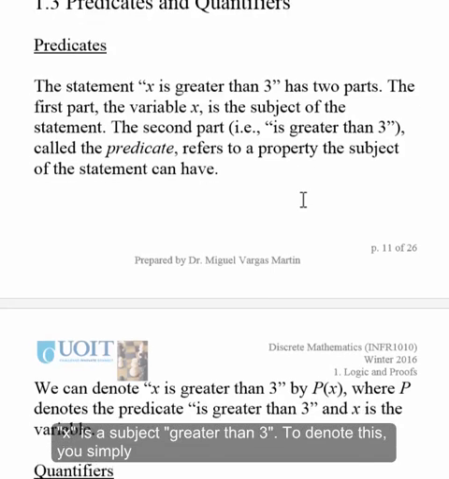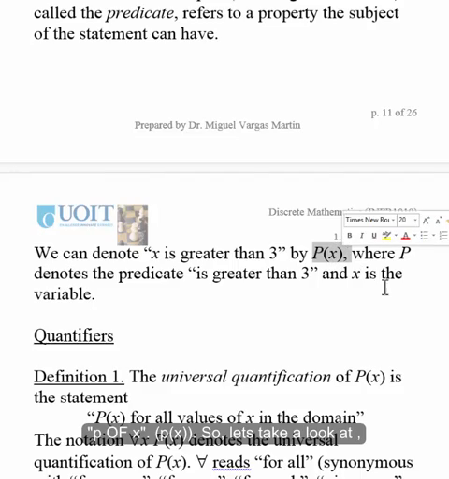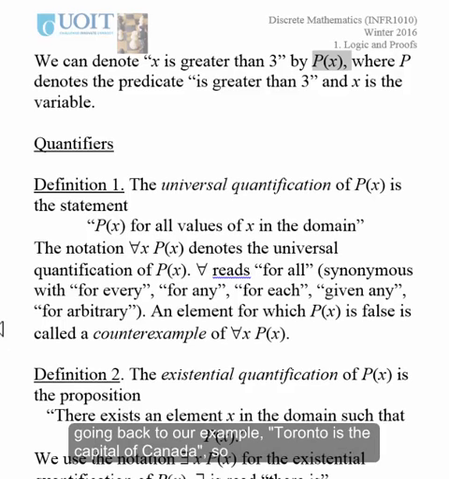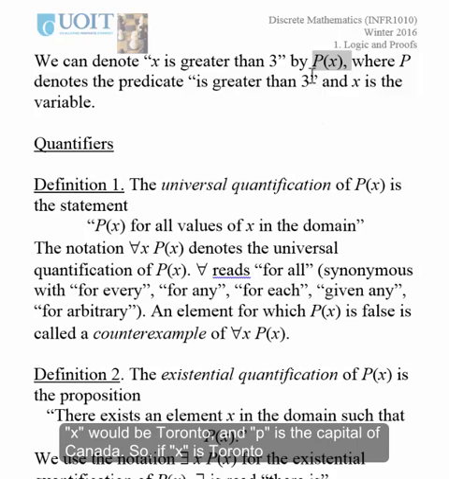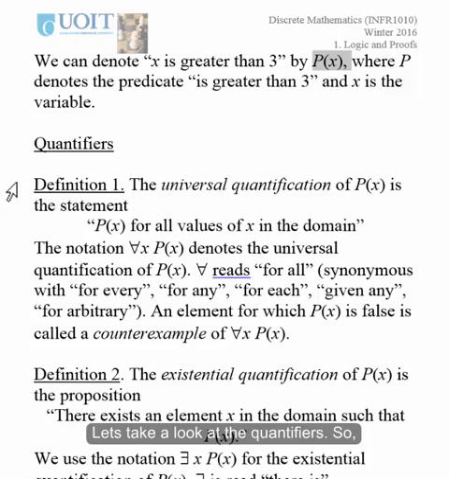To denote this using mathematical symbols, we use p for the predicate, and x is the subject. We read this as p of x. Going back to our regular example, Toronto is the capital of Canada. So x would be Toronto, and p is the capital of Canada. If x is Toronto and y is Ottawa, then p of x is false and p of y is true. Let's take a look at quantifiers.